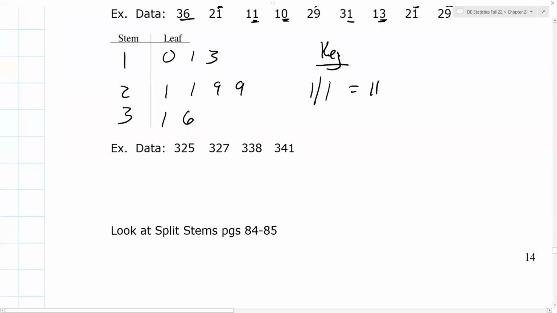All right, last stem and leaf. Again, the only value that can be on the leaf side of things is the very final digit. So that means our stem is going to be 32, 33, and 34. And then we put a 5 and a 7, put an 8, and put a 1. And then we make our key that says, okay, 32 bar 5 is equal to 325.